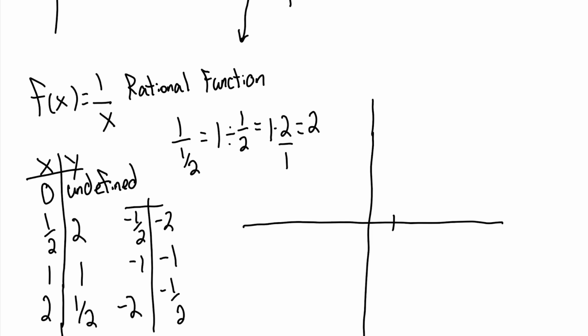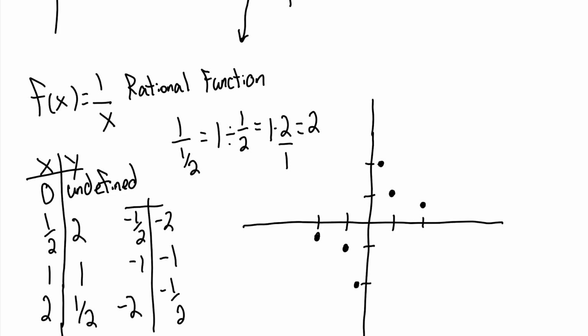So we know we have the point 1, 1, 2, 1/2, and 1/2, 2. And then on the other side, same idea, right? Negative 1, negative 1, negative 2, negative 1/2, and negative 1/2, negative 2. Now let's just focus on the positive side, because you can kind of reflect it diagonally to get the same shape for the rest of the graph.